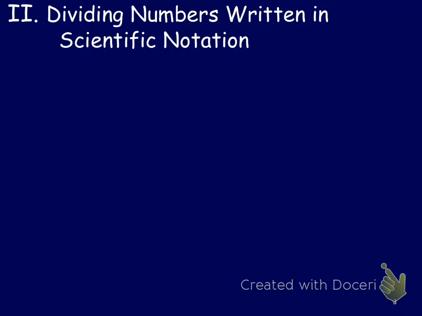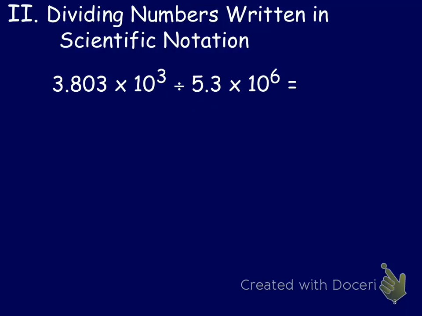Now we're going to learn how to divide numbers written in scientific notation. Again, we have steps to this. So let's look at this example. We've got 3.803 times 10 to the 3rd divided by 5.3 times 10 to the 6th.